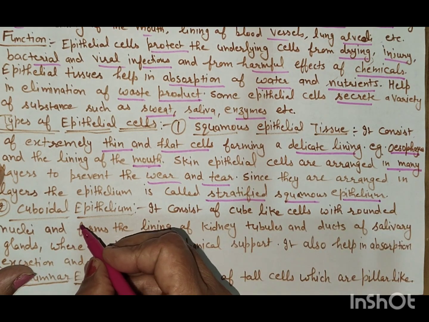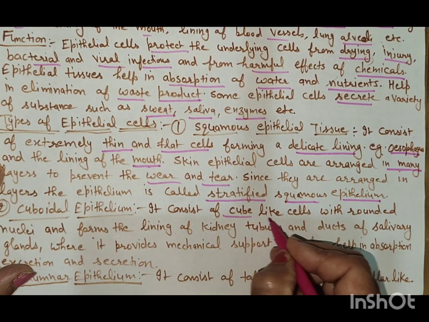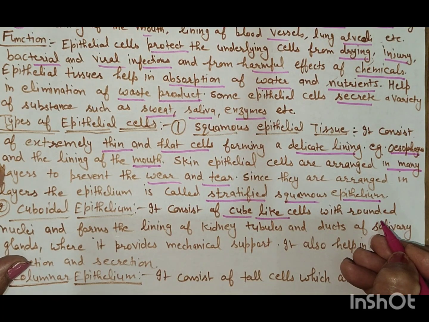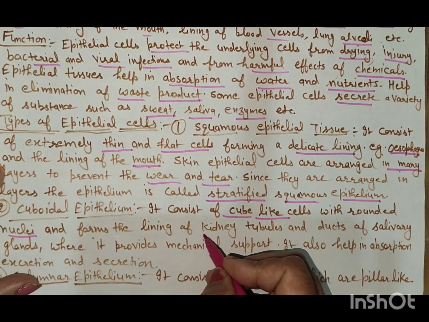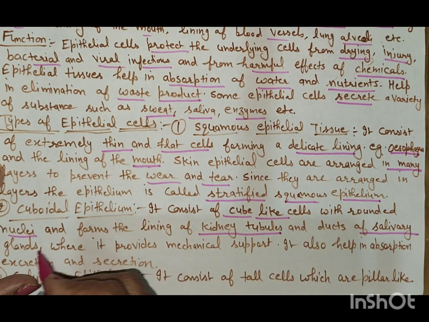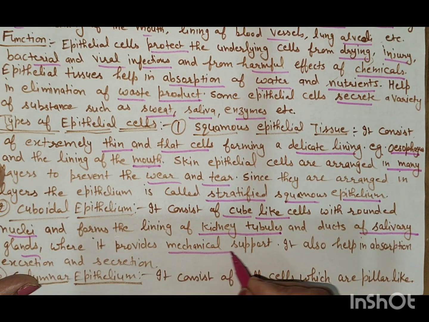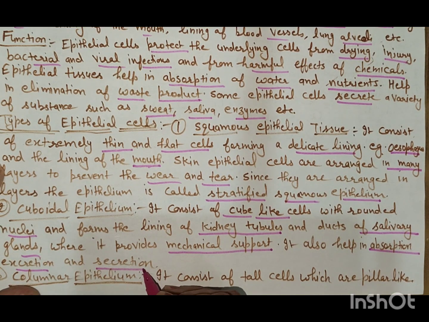Next is cuboidal epithelium. As the name suggests, these are cube-like cells with rounded nuclei. They form the lining of the kidney tubules and ducts of the salivary gland, where they provide mechanical support. Cuboidal epithelium helps in absorption, excretion, and secretion.